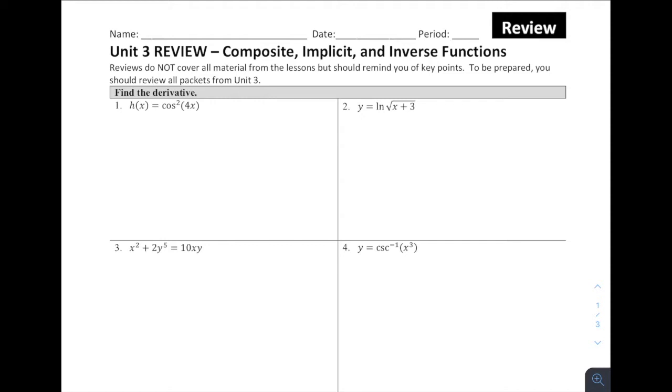on composite, implicit, and inverse functions. Again, reviews do not cover all materials from the lesson, but should remind you of key points. To be prepared, I encourage you to review all the packets and videos from Unit 3. A reminder again that we've had a number of derivative rules from Chapter 2 and that were introduced in Chapter 3 that are all fair game from this test and moving forward.